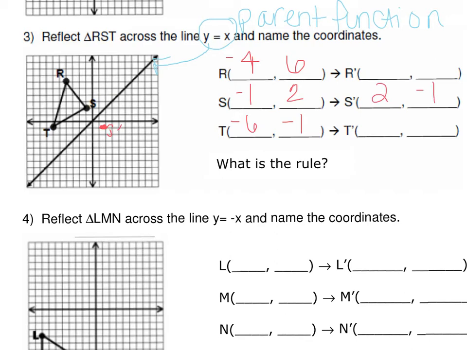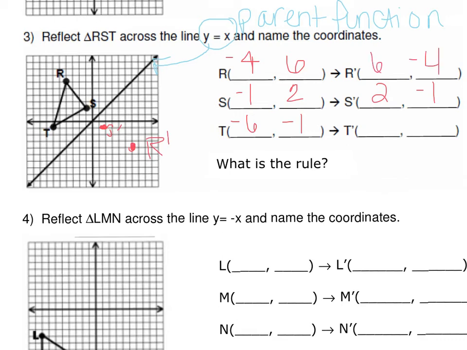Same thing, you can count R, how many blocks it is away. 1, 2, 3, 4, 5. So go 5 the other direction. 1, 2, 3, 4, 5, and there is your point right there. So that is going to be at 1, 2, 3, 4, 5, 6, 1, 2, 3, 4 is your R prime. So it's at 6, negative 4.